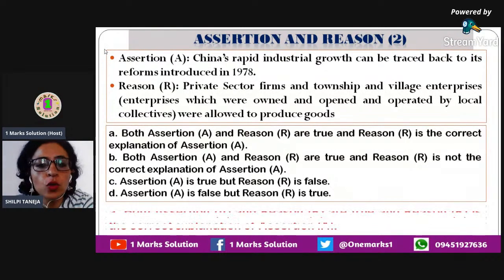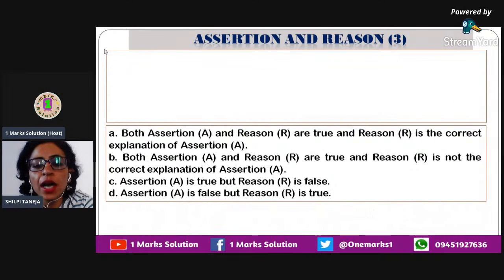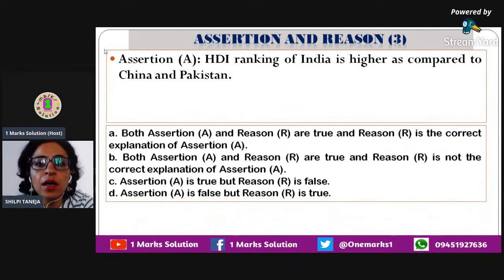So we will go for option A again, both assertion and reason true, and reason is the correct explanation of assertion, because they had allowed the private sector also to produce the goods to keep the profit. So that's why they have done the rapid growth in the industrial sector.